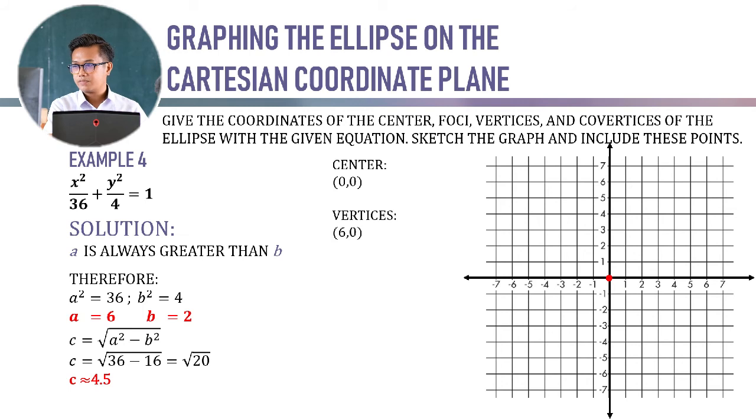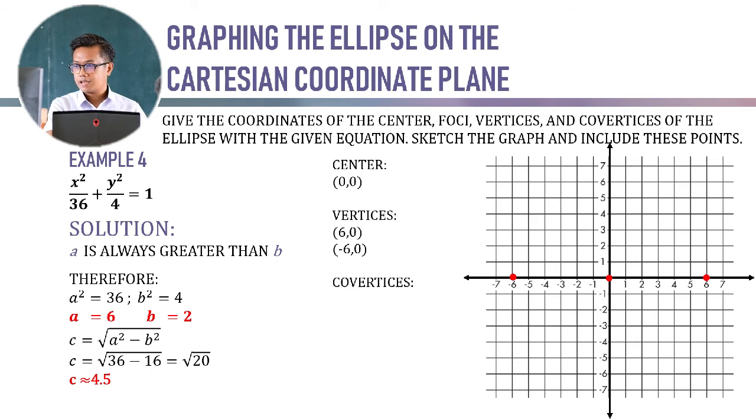So, the first vertex is equal to 6 and 0. Ara siya sa right side sa imong center. And the other vertex is equal to negative 6 and 0. Ara siya sa left side of your center.